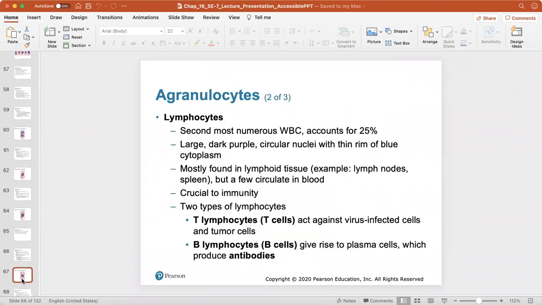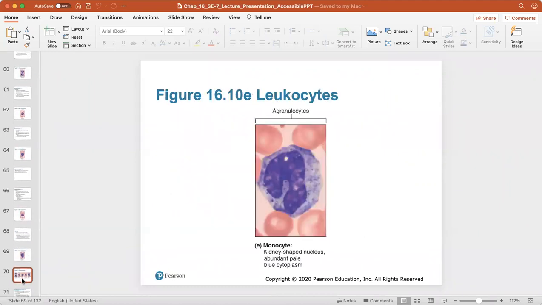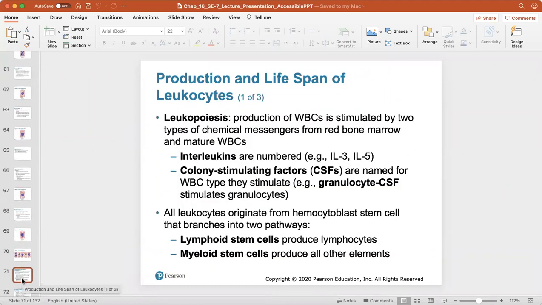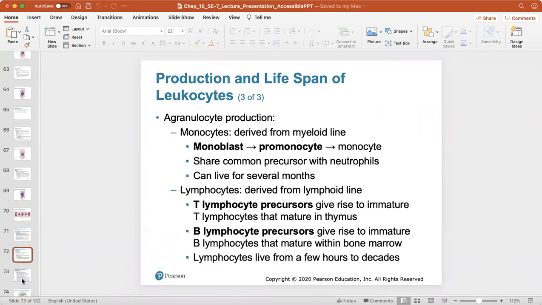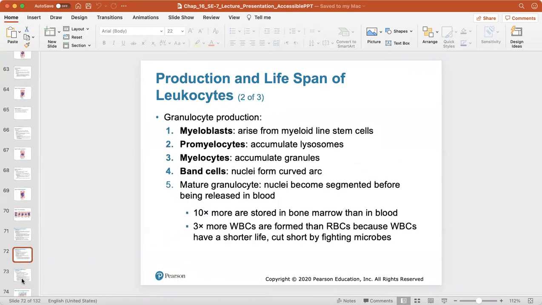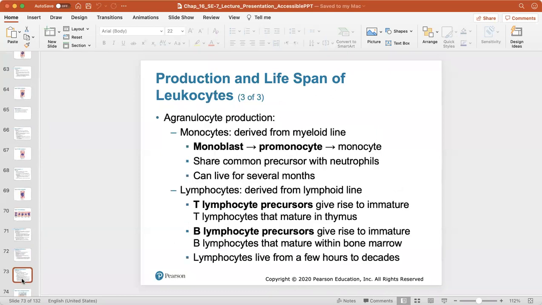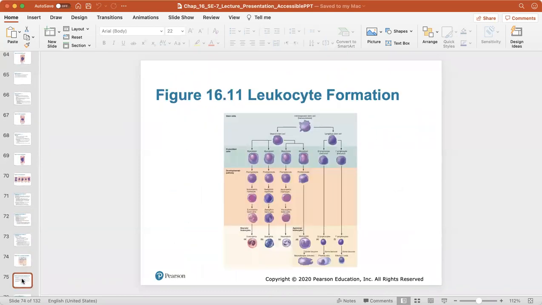I'm going to skip over that again. Thanks for waiting as I go through this slide. One thing you do not need to know is the production and lifespan of leukocytes, but you should know the 5 types of leukocytes.